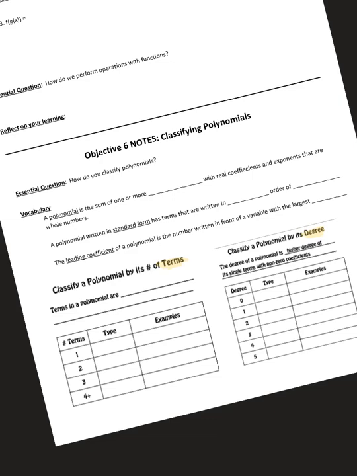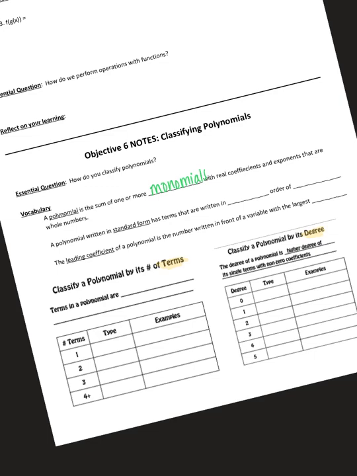First is knowing what a polynomial is. Our first vocab word, a polynomial, is the sum of one or more monomials. Monomial meaning one, with real coefficients and exponents that are whole numbers. And so we'll take a look at what a monomial looks like when we get into the terms here in a few minutes, okay?